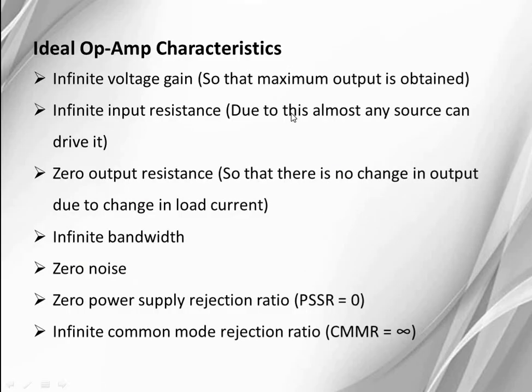What are the ideal op-amp characteristics? It has infinite voltage gain, that is, the voltage gain will be very high, and infinite input resistance, so source loading can be minimized. Zero output resistance to maximize the load current, and infinite bandwidth. So ideal characteristics: the bandwidth will be very high for the entire range of frequency, zero noise, zero power supply rejection ratio, and infinite common mode rejection ratio. So these are the ideal op-amp characteristics.